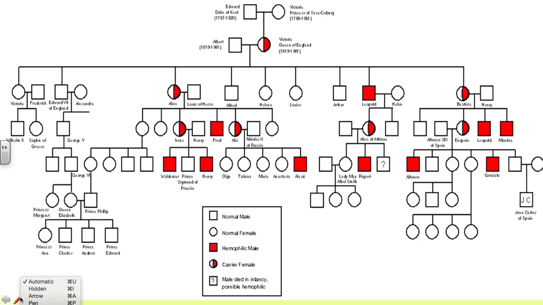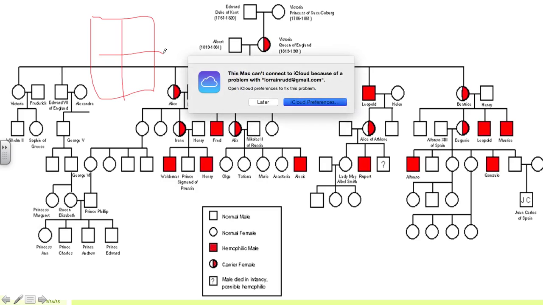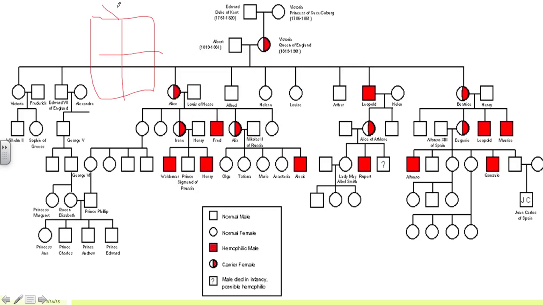Oops, let me get up my pen here. And so we have Edward here that is normal, so he's going to be a big X and a Y. And so we'll put him up here, and he's normal, so we'll give him a big B. And then Victoria, of course, is X and X.